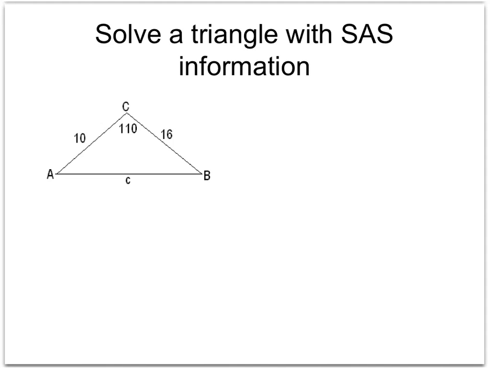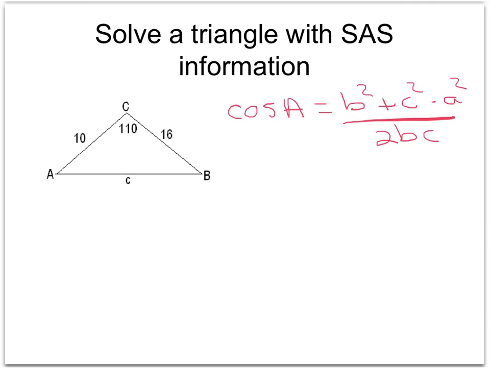Now, we also need to find angles A and B. So we're going to use the same thing. We're going to start with our formula. This time I'm going to use that alternate version that allows me to have the angle by itself. So cosine of A equals B squared plus C squared minus A squared over 2BC. And you're going to plug in everything you know.